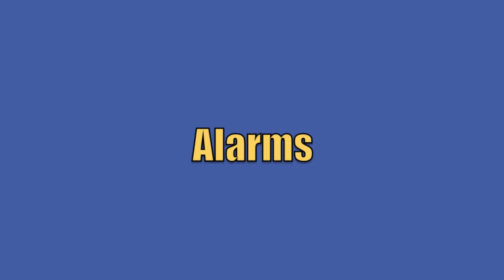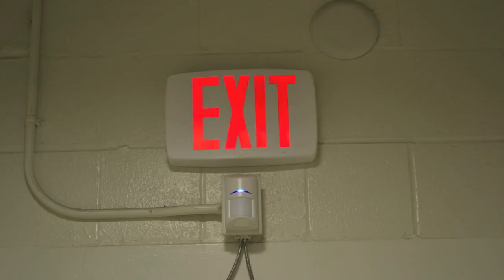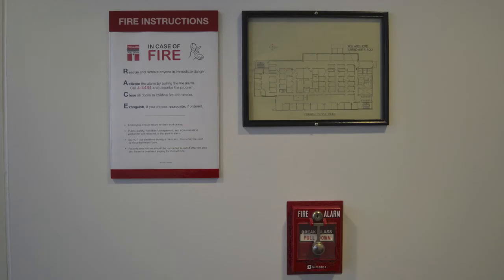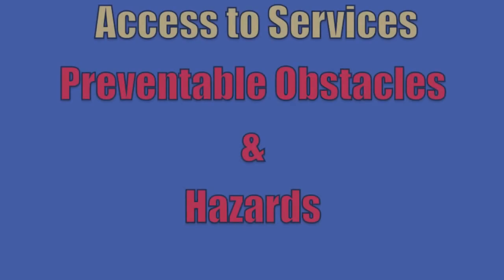Alarms. Fire alarms must be both audible and visual. Again, 48 inches from the floor to operate this fire alarm is regulation, but 42 inches would be more user-friendly. Access to services. To more easily access services, facilities can offer clipboards or assistive hearing devices.